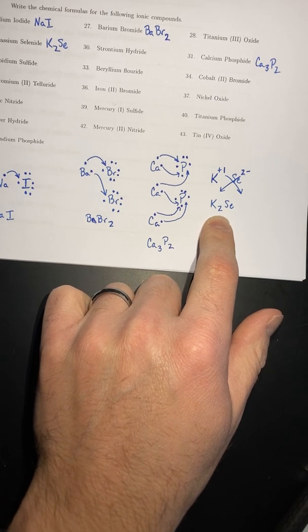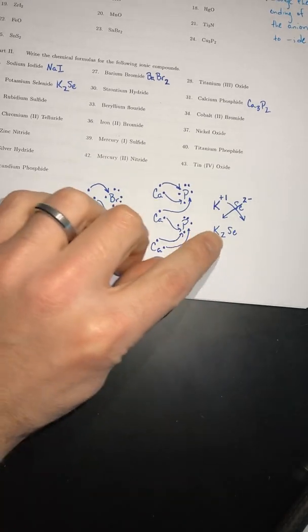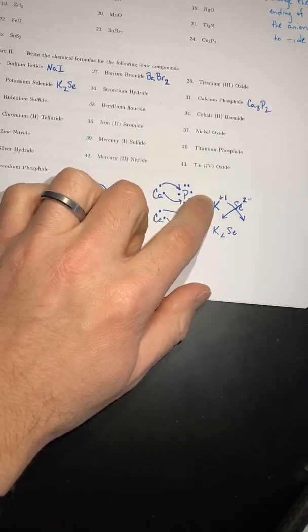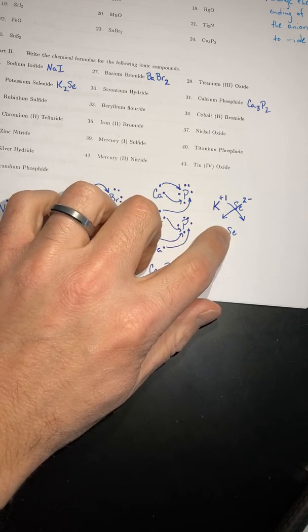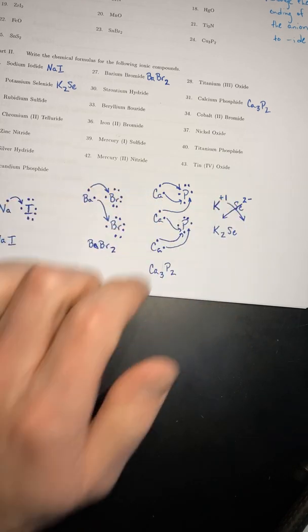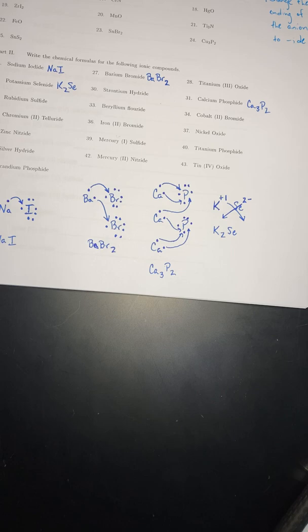Okay? Because it's neutral. The reason it's neutral is because now you have 2 potassium ions that are both +1 and 1 selenide ion that's -2. Well, 2 +1s and 1 -2, that cancels out. Because you have +2 -2. Cancels out. It's neutral.